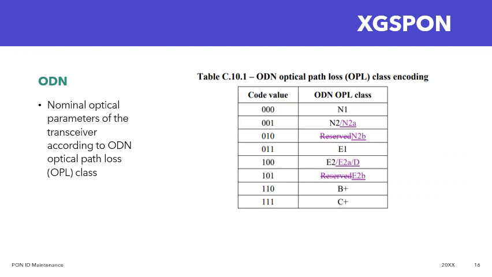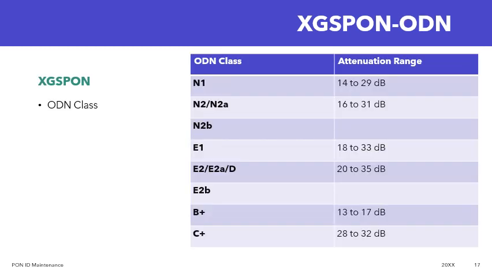So this is the ODN class information, followed by the attenuation range for each and every available ODN class.